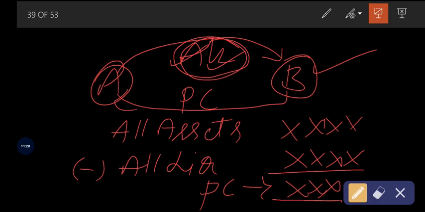So while doing a problem, definitely I am going to explain step by step how to calculate the purchase consideration under various methods. Okay, see, in this case we have to calculate the purchase consideration by taking all the values of assets, and also we have to deduct all the liabilities taken over by the purchasing company or transferee company from the transferor company or vendor company or seller company.